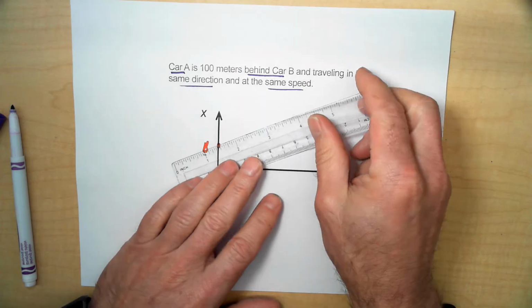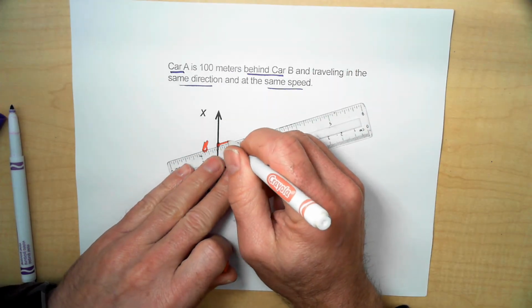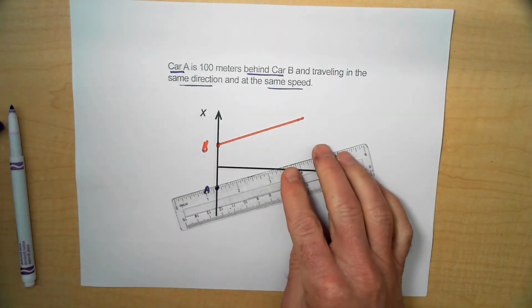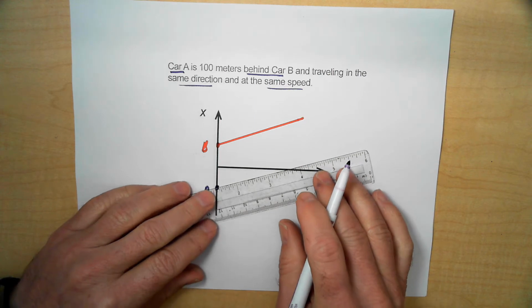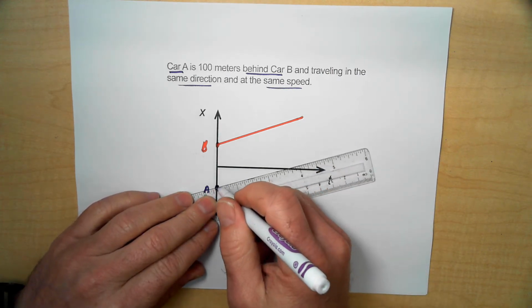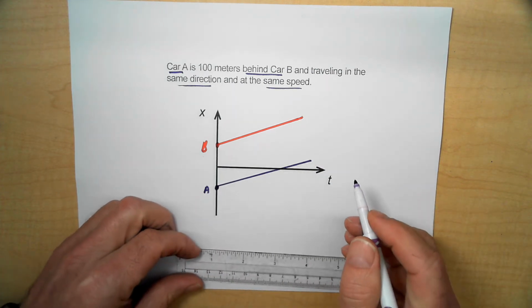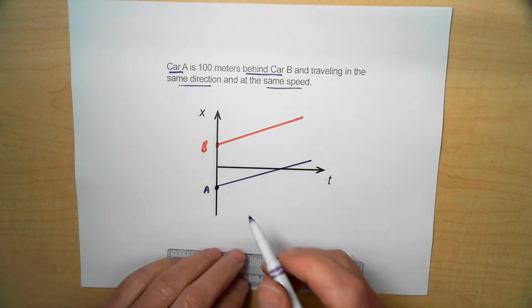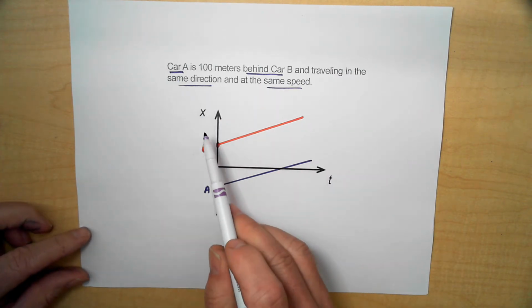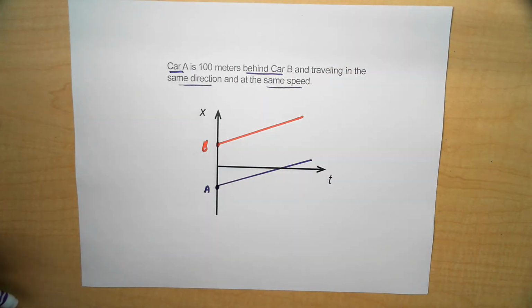Okay, same speed, same direction. So I'm going to give B a positive slope. That much slope. Well now I'm committed because I've got to give A exactly the same slope. Why exactly the same slope? Because slope on a position versus time graph is velocity. So same slope. So this is it. Always good to go back and double check. Is A behind B? Are they going in the same direction? Are they going at the same speed? Yes.